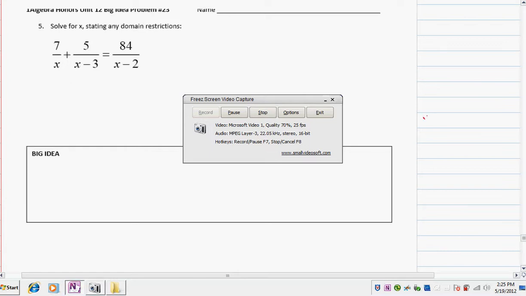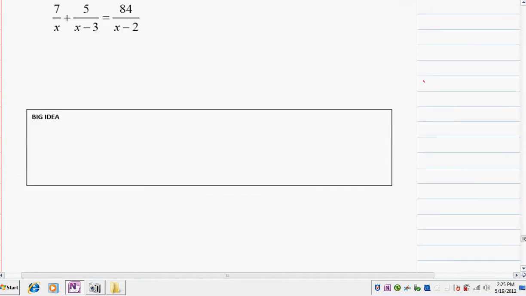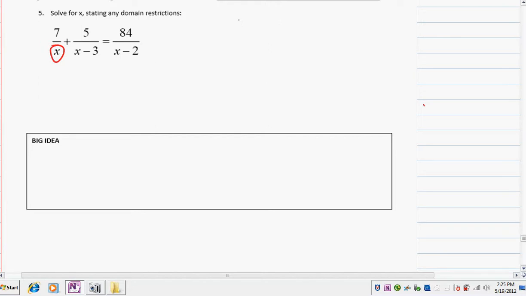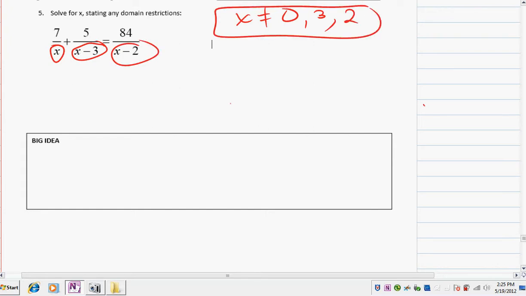Solve for x, stating any domain restrictions. So here again, in this case I do have domain restrictions. So x cannot be 0 or 3 or 2, because those would be values that would make the denominator 0, and that would make the expression undefined, which is restricted. So now I have my restrictions, and now I will solve.